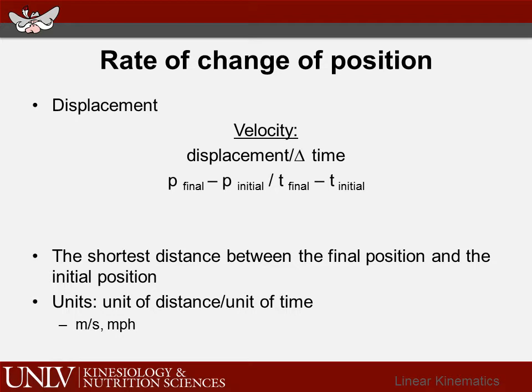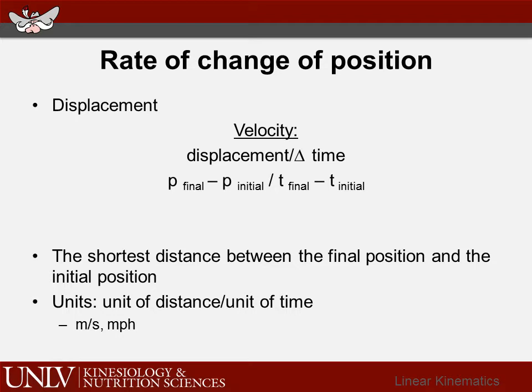Now, rate of change of position, or displacement, that's velocity. So this is going to be that change in position, with the displacement P final minus P initial, over that time it took, T final minus T initial. So this is that shortest distance on top, the numerator, over how long it took.